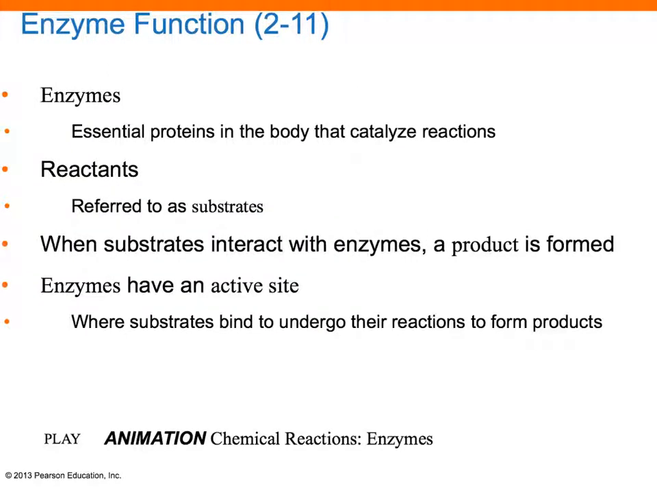Now, enzymes are important. We spoke of them earlier in the chapter. They're catalysts in the body. What they do is they speed up chemical reactions. There are reactants referred to as substrates. When a substrate interacts with the enzyme, a product is formed. Enzymes have an active site. This is where the substrates bind to undergo their reactions to form products.